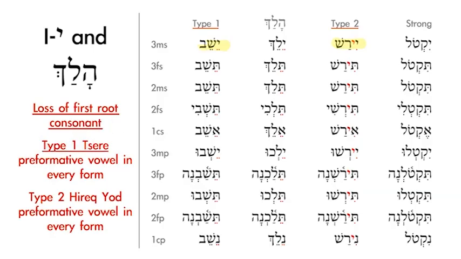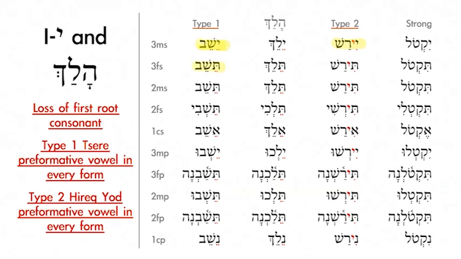Type 1 verbs have a sere preformative vowel in every form. And type 2 have a hiriq yod preformative vowel in every form, and that's how you'll distinguish them. Now with the one-yod verb yashav, yod, shin, beit, you'll see that the first root consonant yod has dropped off in every form, and the preformative attaches directly to the second root letter.